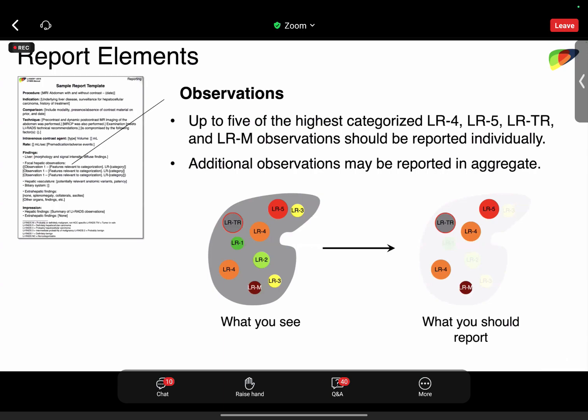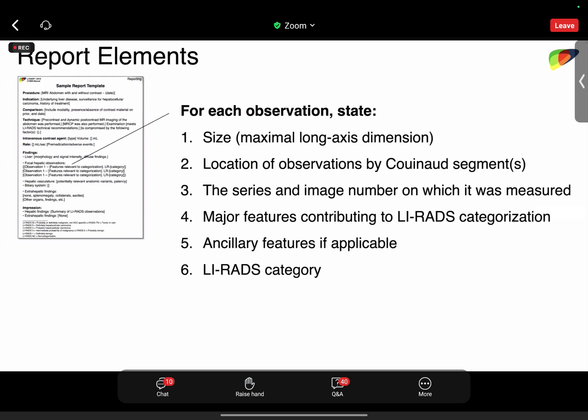In the LI-RADS scheme, we advocate reporting up to 5 of the highest categorized LR-4, 5, TR, and LR-M observations, which should be reported individually. Additional observations may also be reported, but in aggregate. For each observation, we recommend reporting the size, the location by Couinaud segment, the series and image number, the major features contributing to LI-RADS categorization, the ancillary features, if applicable, and the corresponding LI-RADS category. So this flows logically over time.